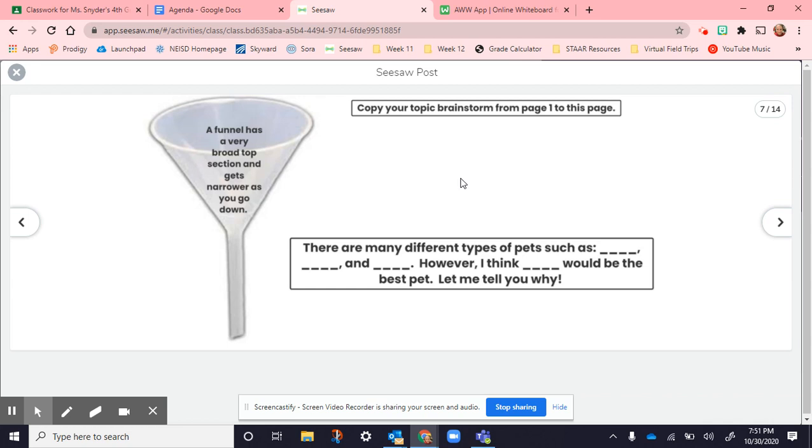And this is everything you need for your introduction, because it includes, in the second sentence, "However, I think blank would be the best pet." That's the central idea. You're telling the reader what you think. And the hook is that first part, when you're getting them thinking about the different types of pets.